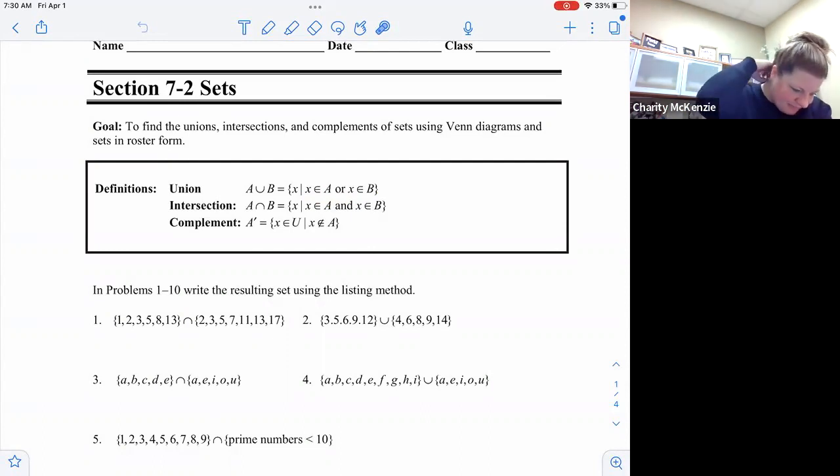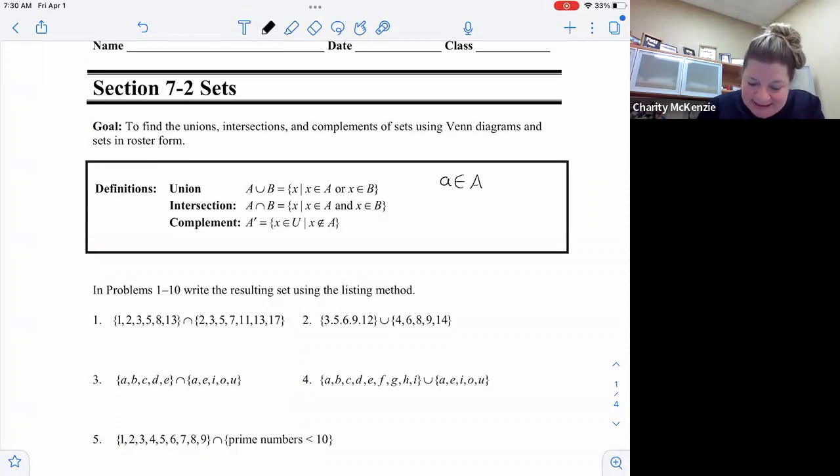Let me write for you what these symbols mean, just because you're going to have to get used to this. I don't know how to write this little funky E, like this, I am saying little a is an element of big A. So just a little side note for that symbol.